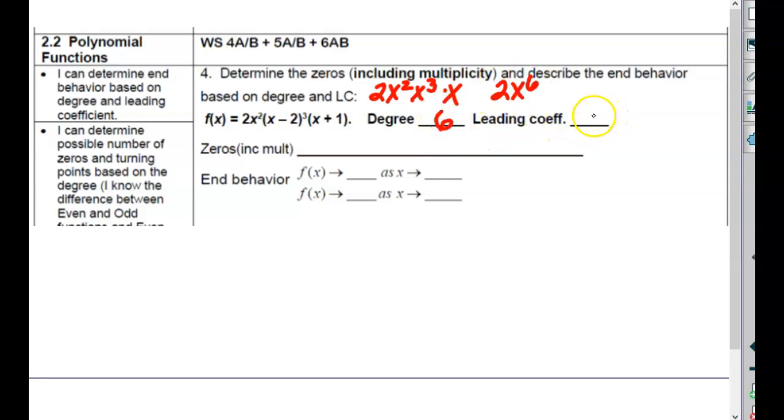The leading coefficient is 2. We really only care that it's positive, but that means if it's degree 6 with a leading coefficient of 2, what does the graph look like?